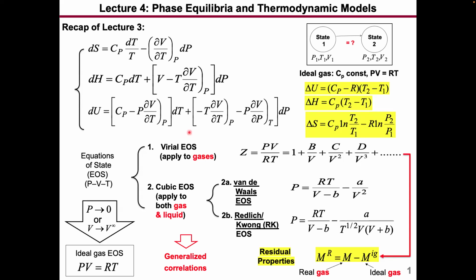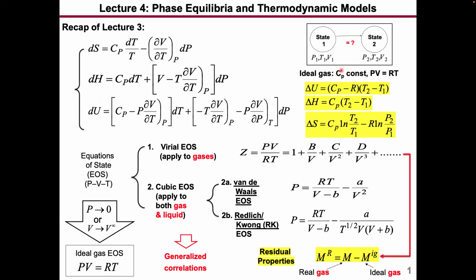Just a quick recap of lecture 3. In lecture 3, we talked about how to use thermodynamic relations to calculate the changes in entropy, enthalpy, and internal energy between two different states. As long as you know the CP and PVT relationship, you can plug in and calculate the delta S, delta H, delta U between these two states.